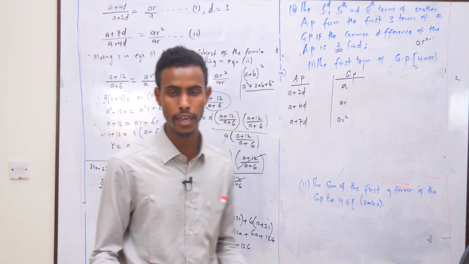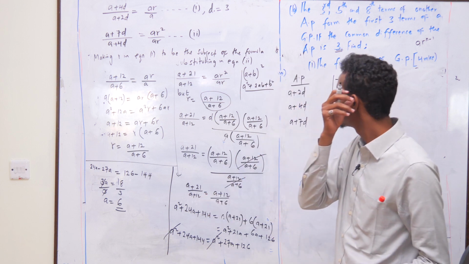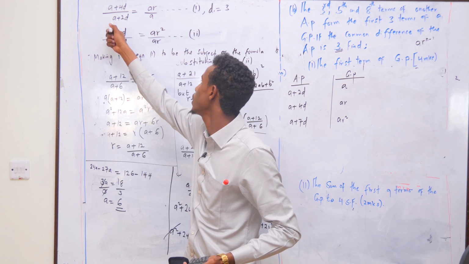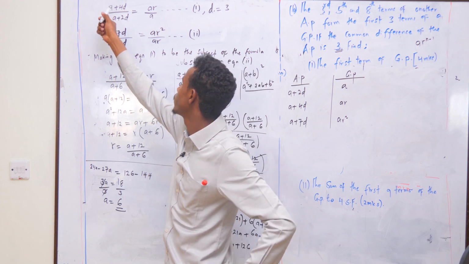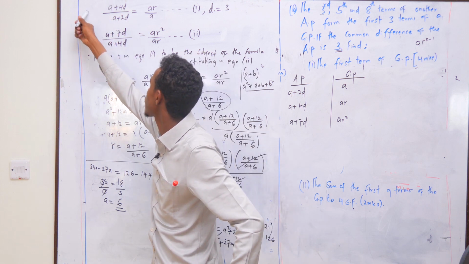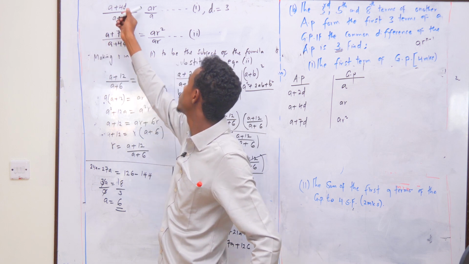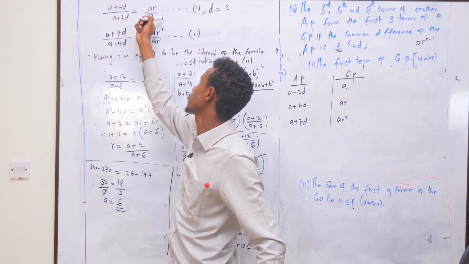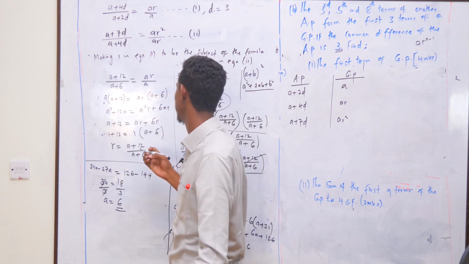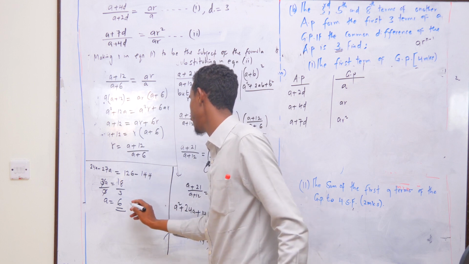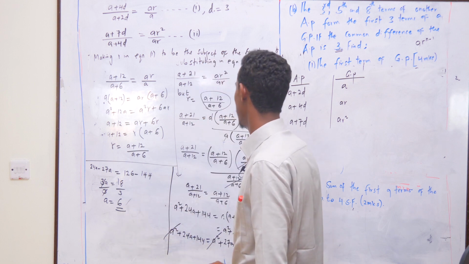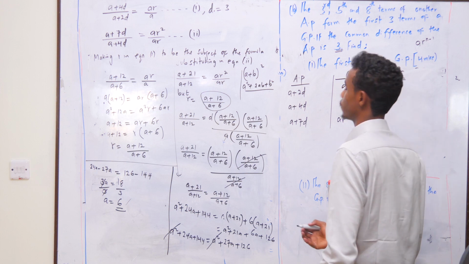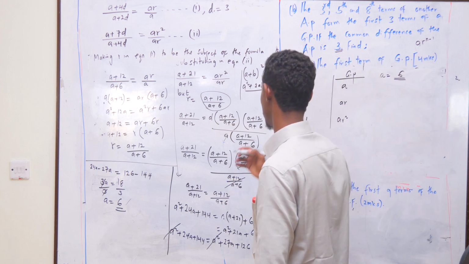How did we get a as 6? Class, we basically had these two equations. Our equation 1 was (a + 4d)/(a + 2d). That is, when we divide the fifth term with the second term of the AP, it equals the second term divided by the first term of a GP. Now after continuing, we got our a as 6. The first term a is equal to 6.